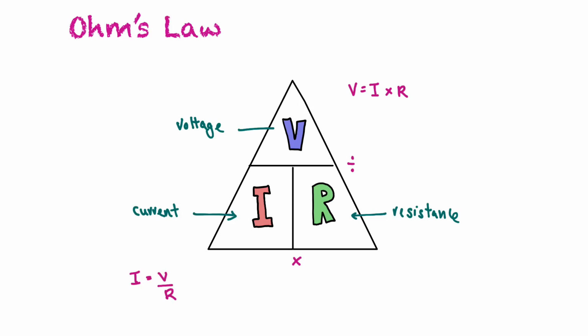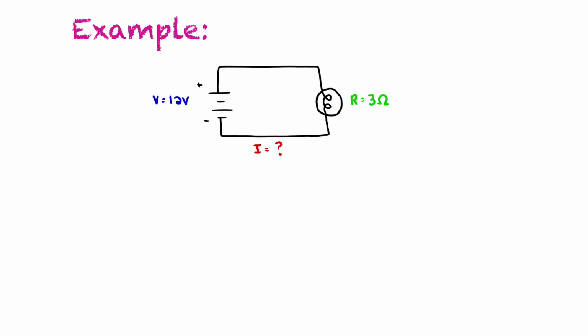And then the last one, if you wanted to find resistance and you knew the other two values, it would be resistance equals the voltage divided by the current. So that's the three ways you can use this formula. Now we're going to go through some examples.